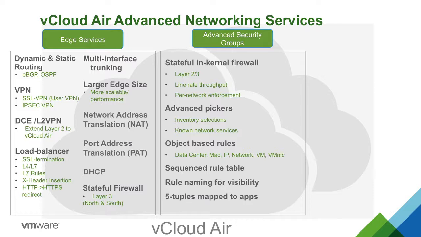Advanced security groups also provide advanced pickers, object-based firewall rules that allow you to select the data center, MAC address, IP, virtual machine, and VMNIC. Also included are a sequence rule table, rule naming for organization and visibility, and 5-tuple for mapped applications.